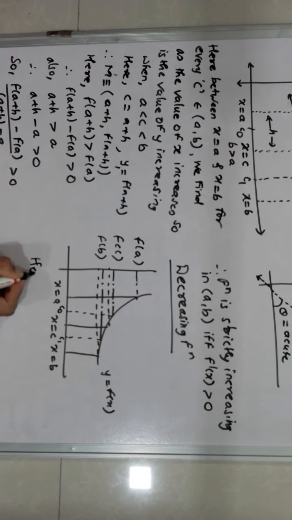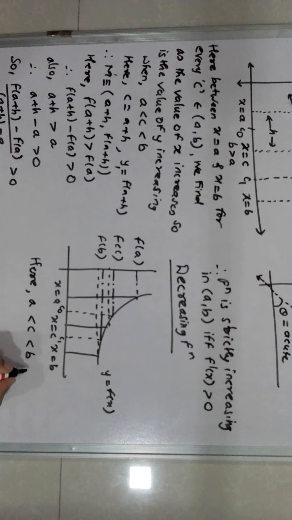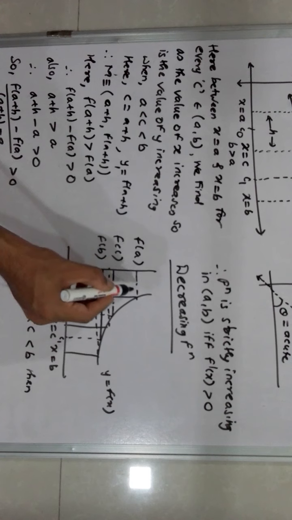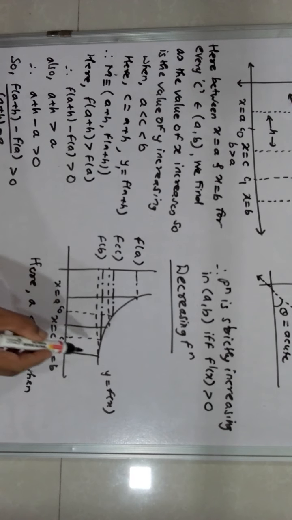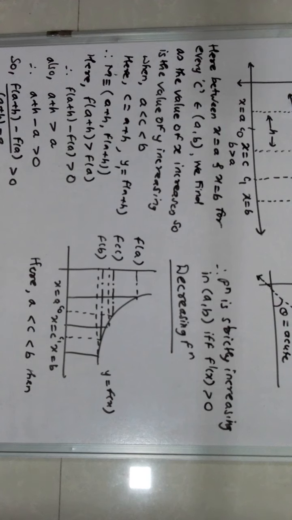So here obviously the condition remains the same, that is C lies between A and B. That is, C is greater than A but less than B, no issue. But what has happened is, this is the value of function of A and this is the value of function of B. That means what I found here, the function of A value is greater than function of C value, which is greater than function of B.